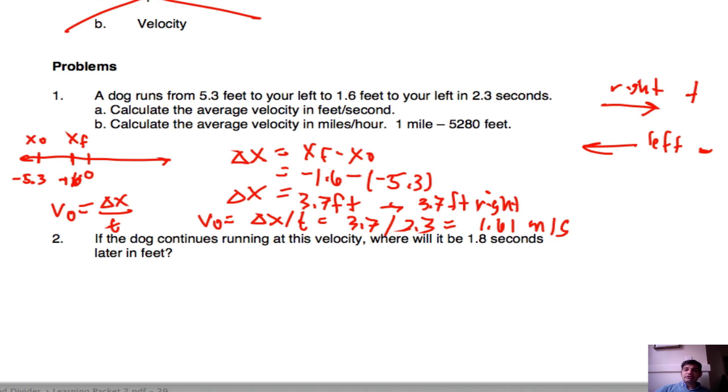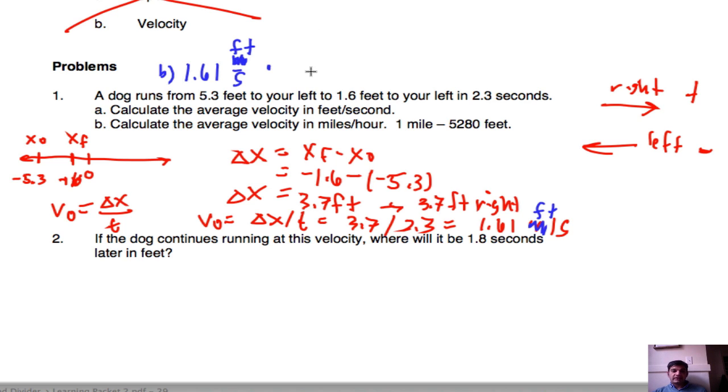Excellent. Now, I didn't have you do part B in class, but I want to review it right now just in case the other teachers decide to put it on the exam. So we have 1.61 meters per second, and we want feet per second. Got to correct that unit. Sorry, it's not meters per second, it's feet per second. And it's feet per second here, so let's go ahead and correct that. So 1.61 feet per second.